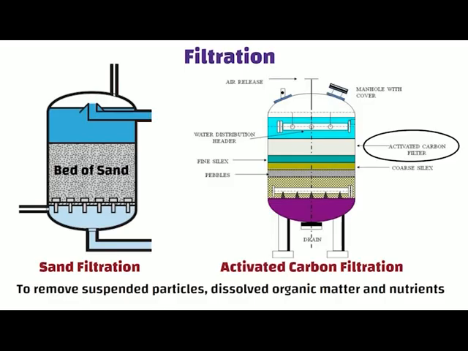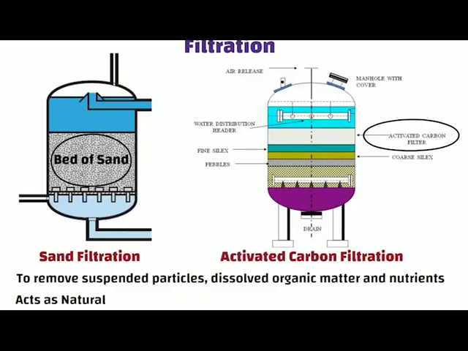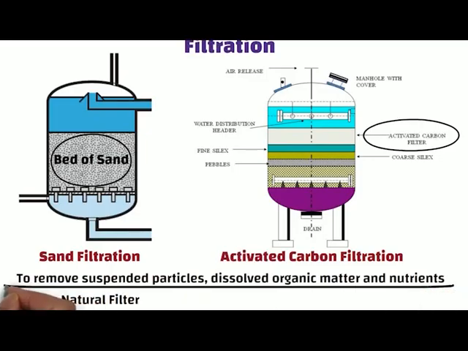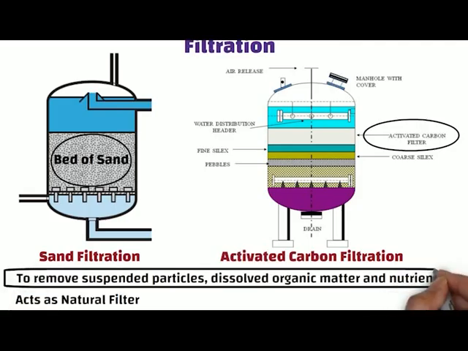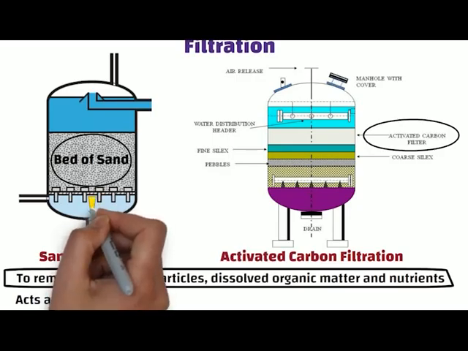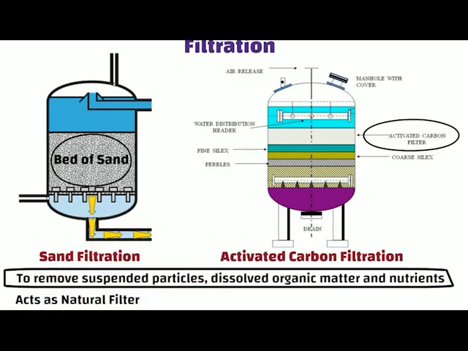In sand filtration, wastewater is passed through a bed of sand which acts as a natural filter. The sand filter removes any remaining suspended solids and organic matter by trapping them in the sand bed, and the filtered water is collected at the bottom of the filter bed.